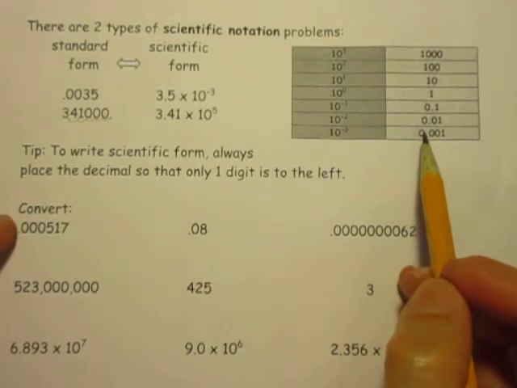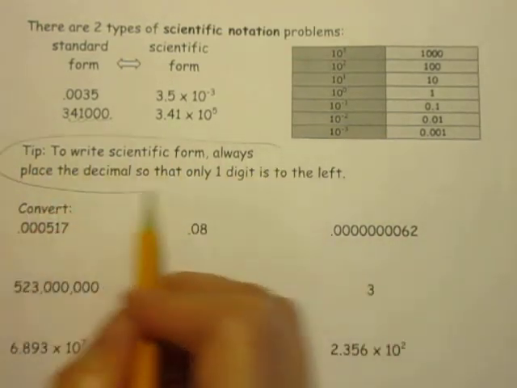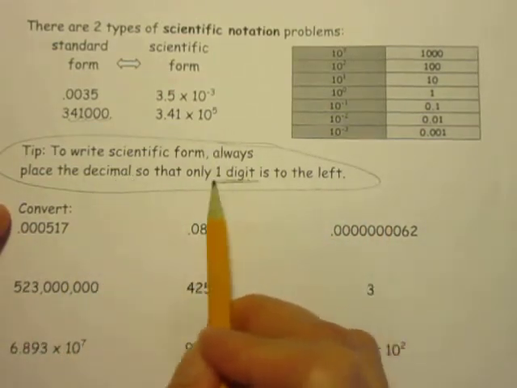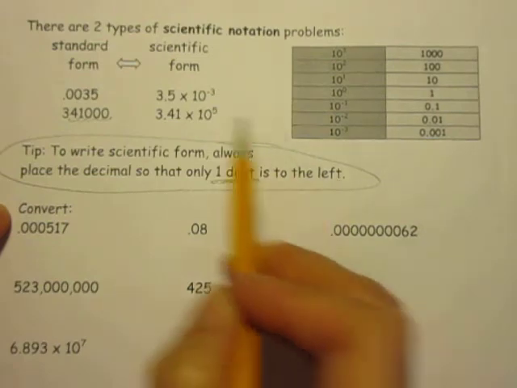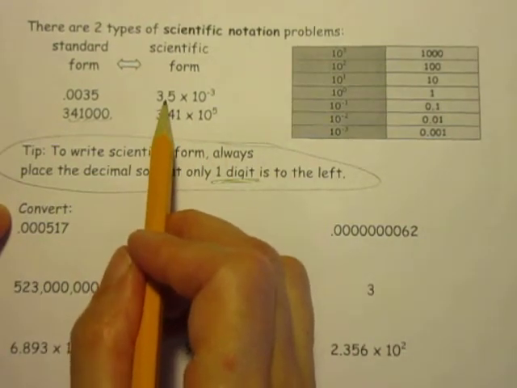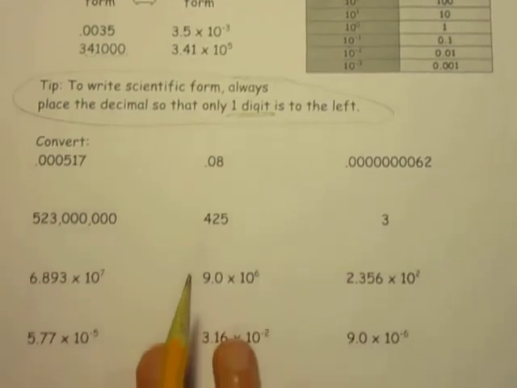Again, I want you to keep in mind that you're just moving the decimal. Now keep in mind this is huge right here. How do you know when to stop when you start moving that decimal? You move so that there's only 1 digit to the left. Do you see here in each of these numbers that are written in scientific form, we stopped so we had only 1 digit to the left. Okay, so that's huge. So we're going to practice a couple of these.